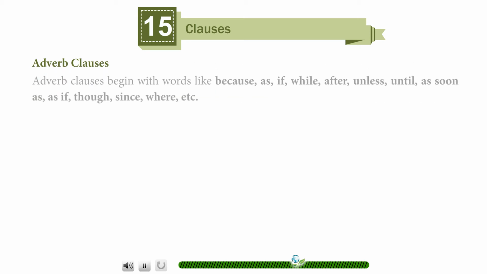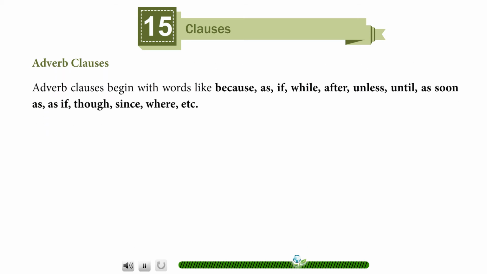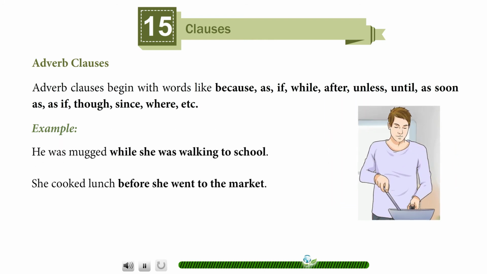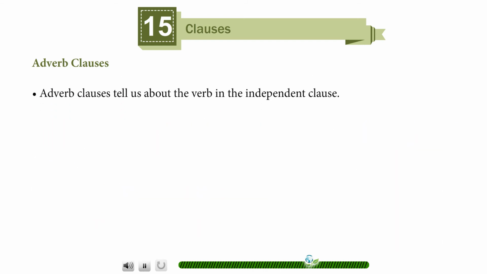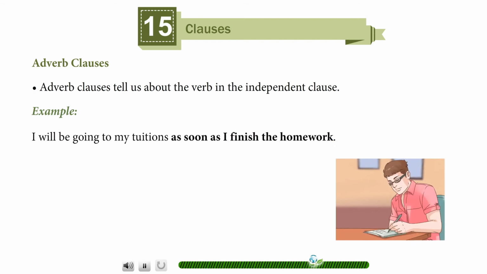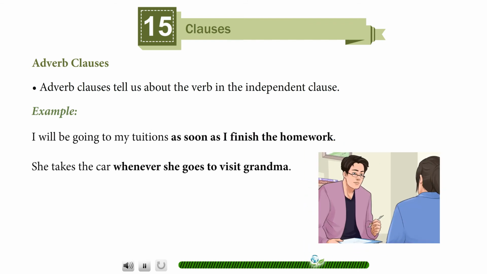Adverb clauses begin with words like because, as, if, while, after, unless, until, as soon as, though, since, where, etc. Examples, he was mugged while she was walking to school. She cooked lunch before she went to the market. Adverb clauses tell us about the verb in the independent clause. Example, I will be going to my tuition as soon as I finish the homework. She takes the car whenever she goes to visit grandma.